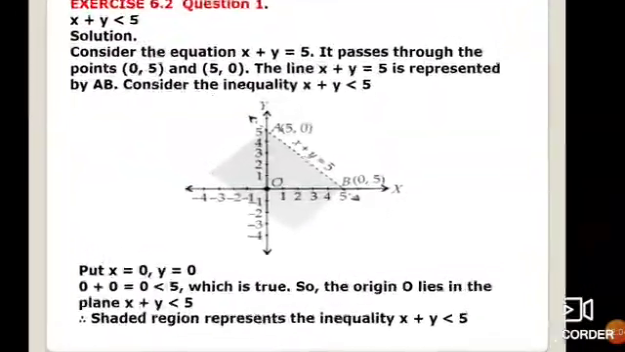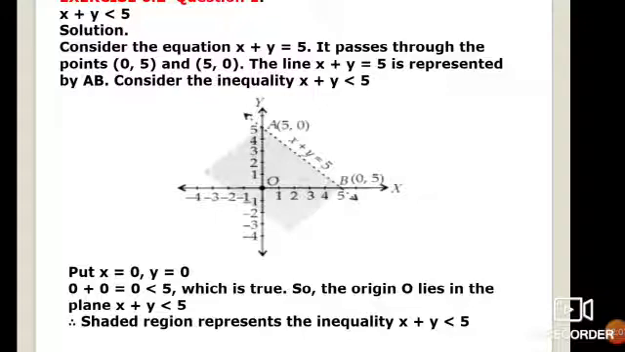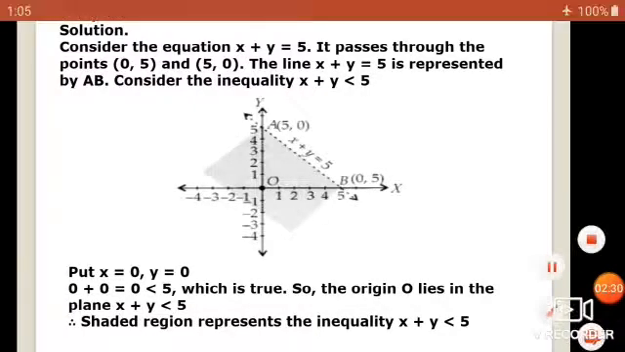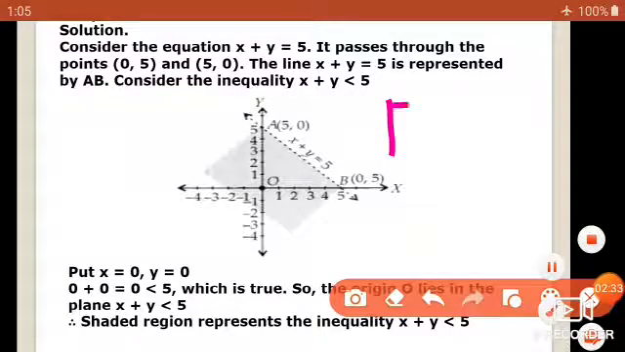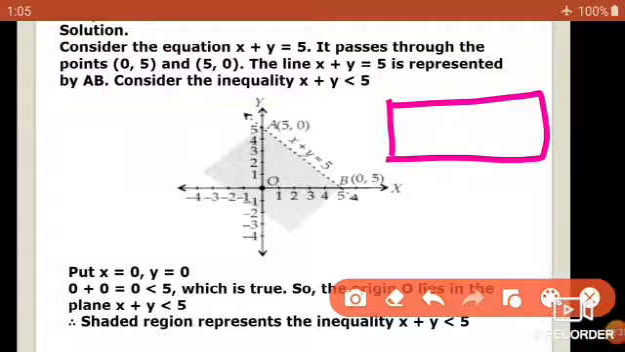Now, exercise 6.2, x plus y less than 5. Now, you have to draw this in the graph. If an equation is given like this, that is x plus y less than 5, first you have to consider the equation x plus y is equal to 5 and you have to draw the line. You all know to draw the line by drawing the tabular column. That is, you will represent the tabular column like this, for x plus y is equal to 5.